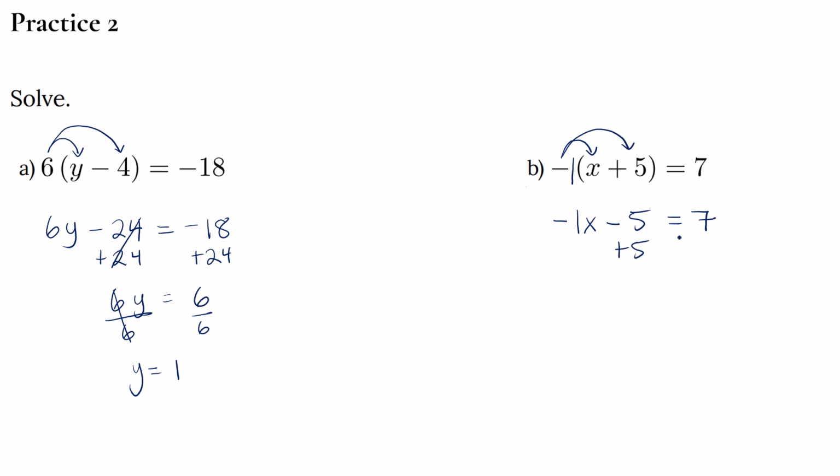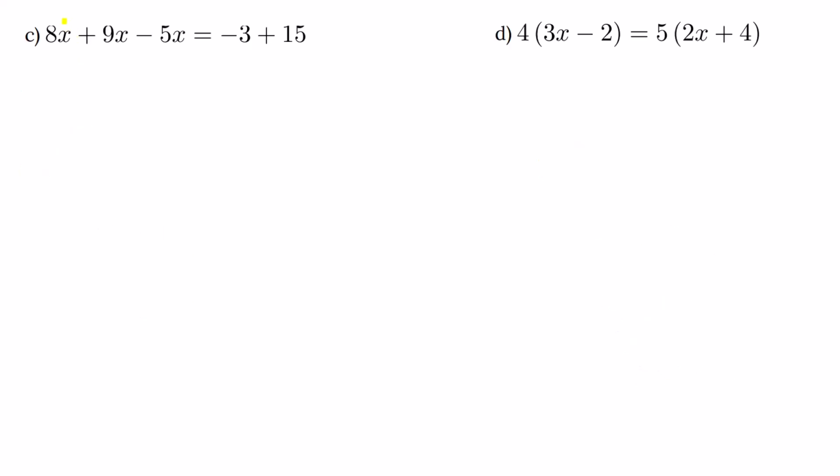Then add our 5 to both sides. -1x equals 12. And then finally, to get x completely by itself, we'll have to divide by that -1. So x is -12.